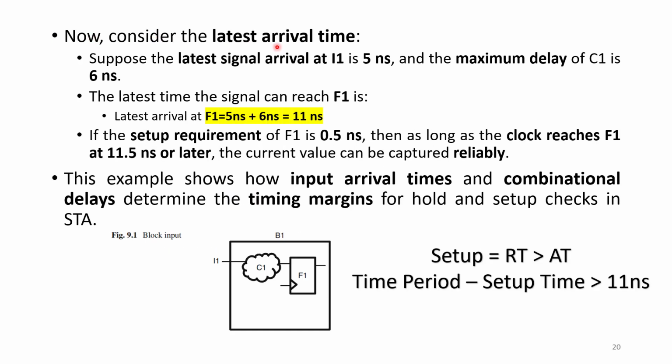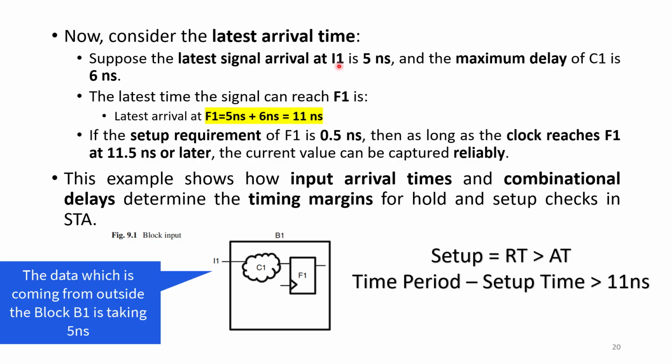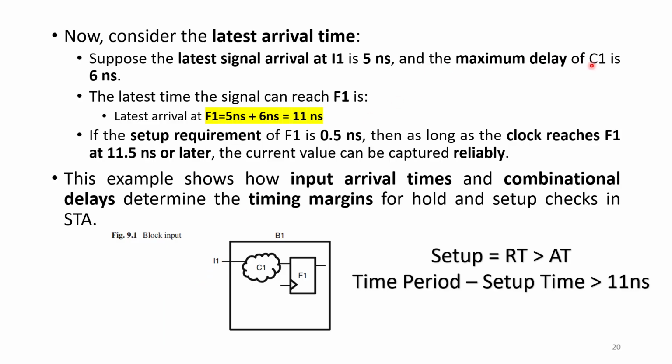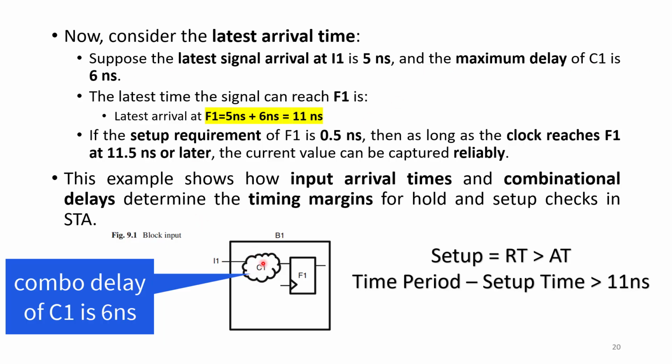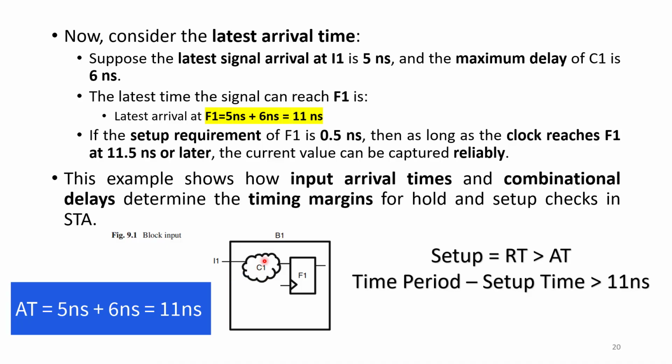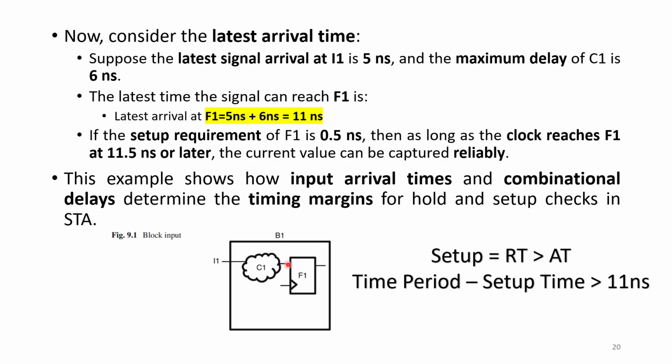Now consider the latest arrival time. Suppose the latest signal arriving at I1 is 5 nanoseconds. So here data will be available after 5 nanoseconds, and the maximum delay of C1 is 6 nanoseconds. So this is contributing 6 nanoseconds of delay. So total 6 plus 5 is 11 nanoseconds. After 11 nanoseconds, data is getting available at this particular data pin of flip-flop F1. So the latest time the signal can reach F1 is 5 plus 6, which is 11 nanoseconds.